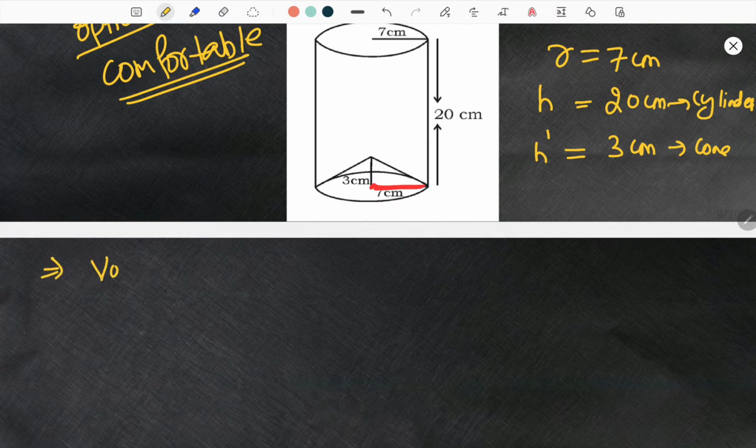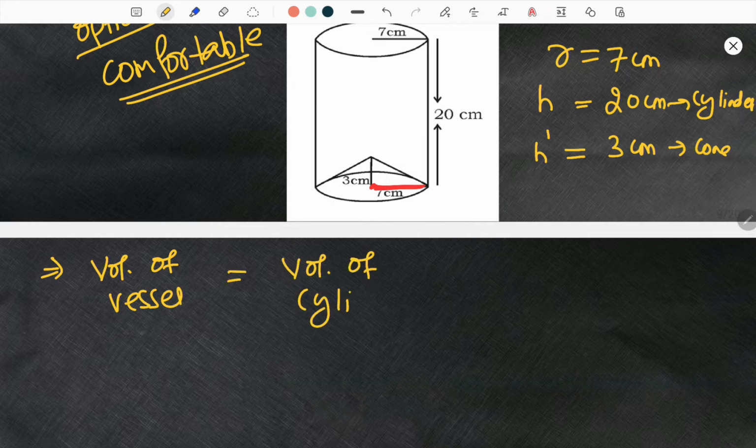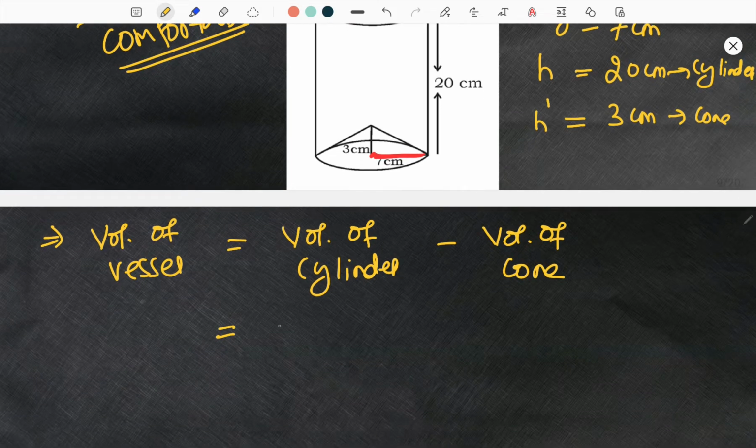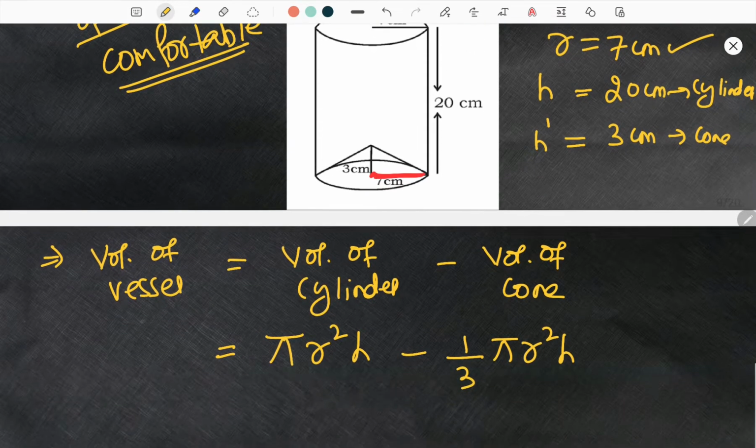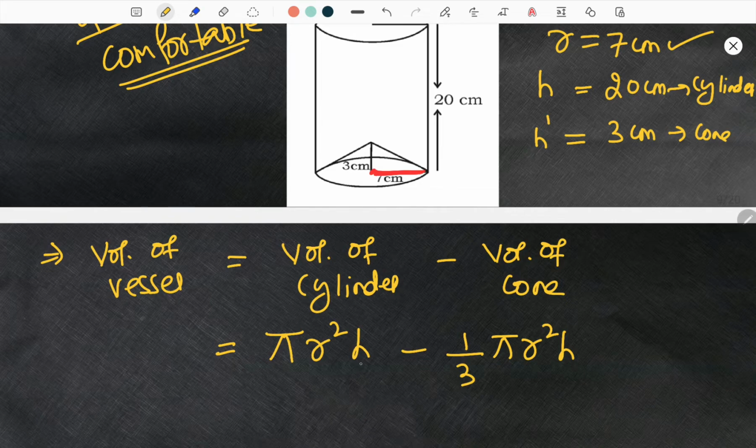So that's why I will write volume of vessel is equal to volume of cylinder minus volume of cone. Alright. What is the volume of the cylinder? Volume of the cylinder is pi r square h, minus, what is the volume of the cone? 1 by 3 pi r square h. So here both the radii are same, that's why you can use r square, but h is there here also, this is for cylinder, that's why I have used h, and here I have to use h dash.